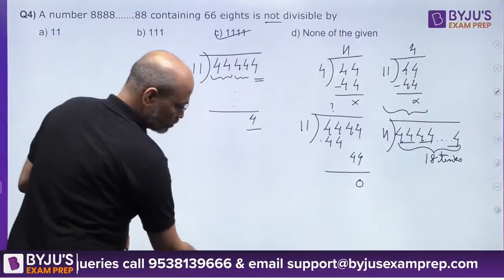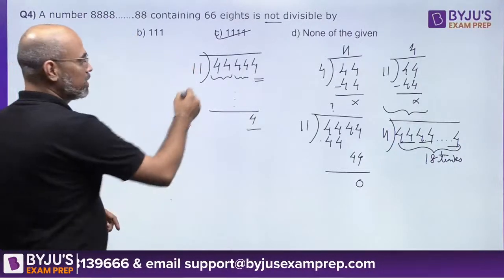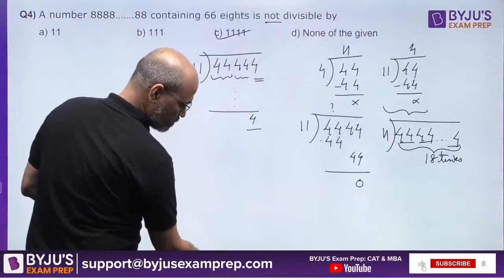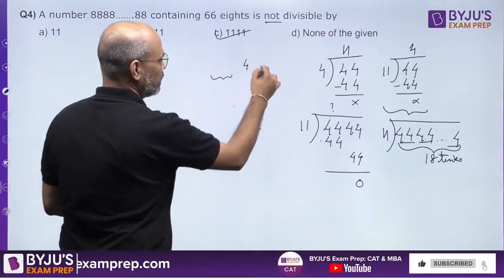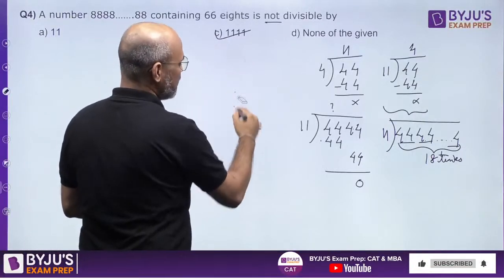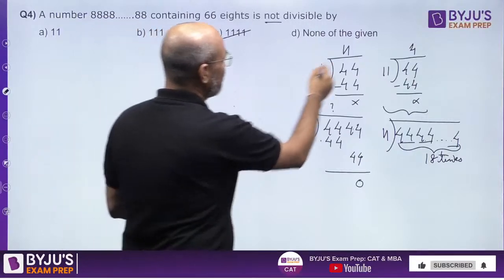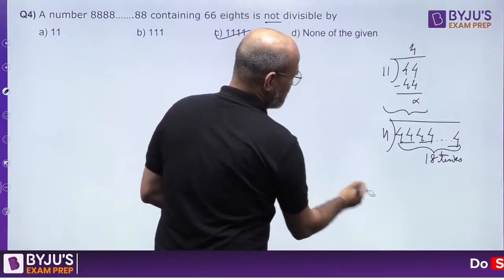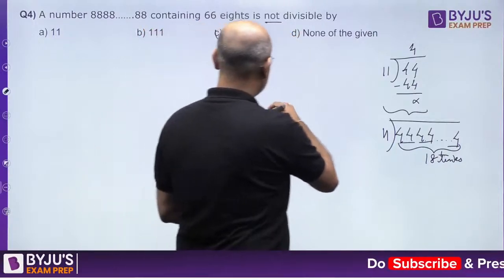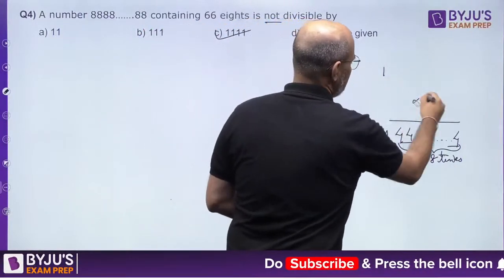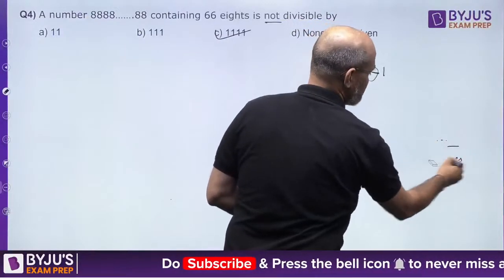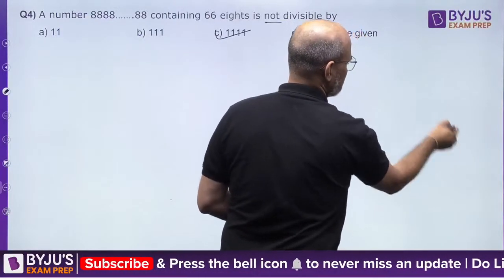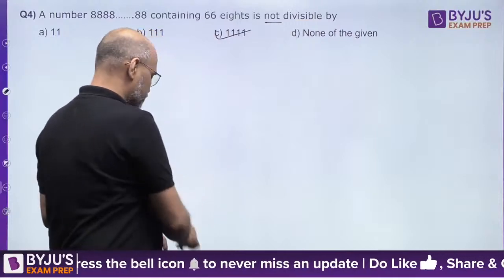Okay. So now let's use this logic in order to solve. So I have 8 written 66 times. Tell me, is it going to be divisible by 11 or not? If I have the digit written 66 times, is it going to be divisible by 11 or not?